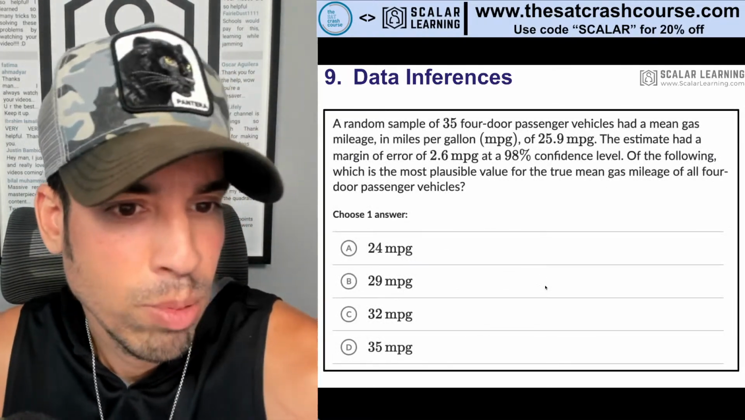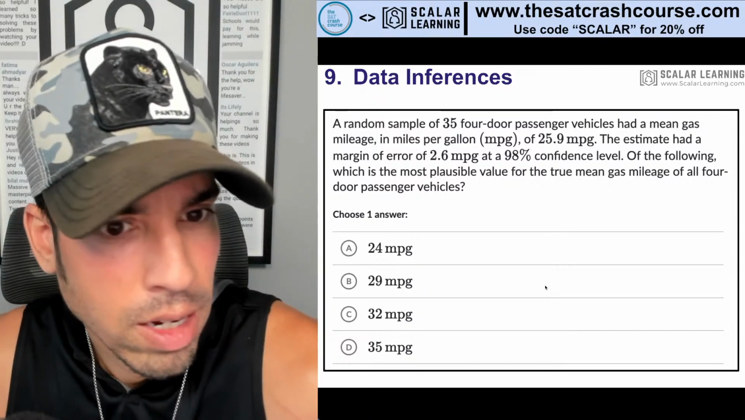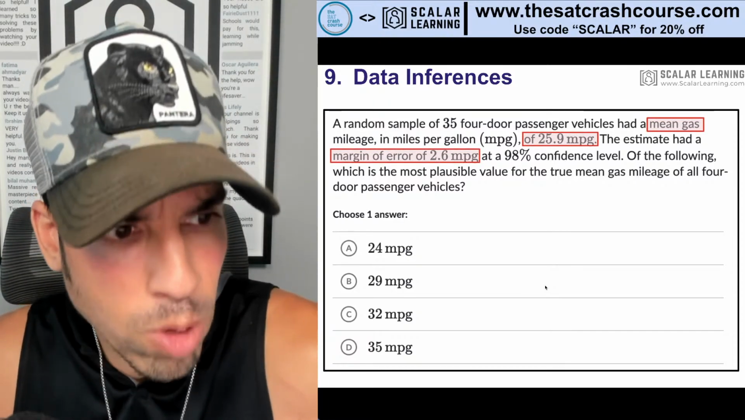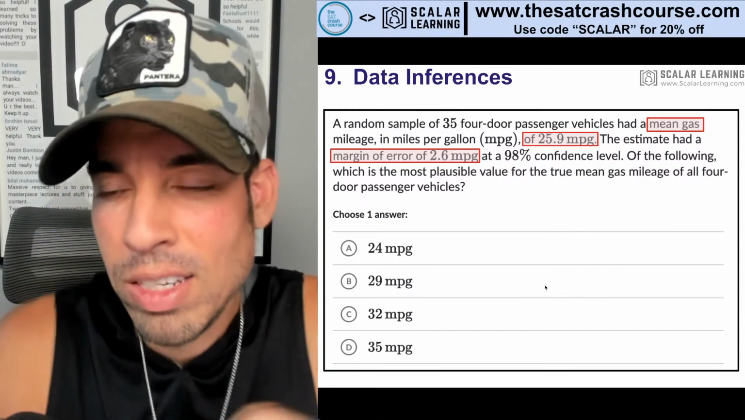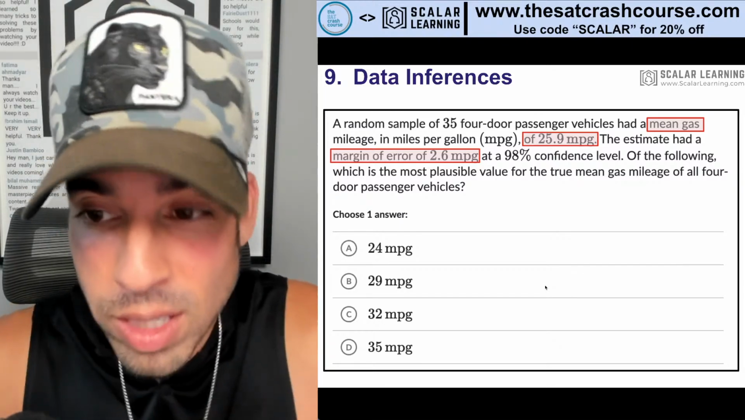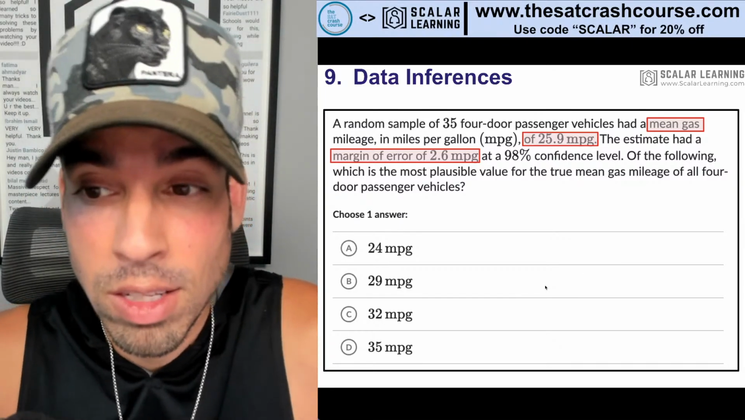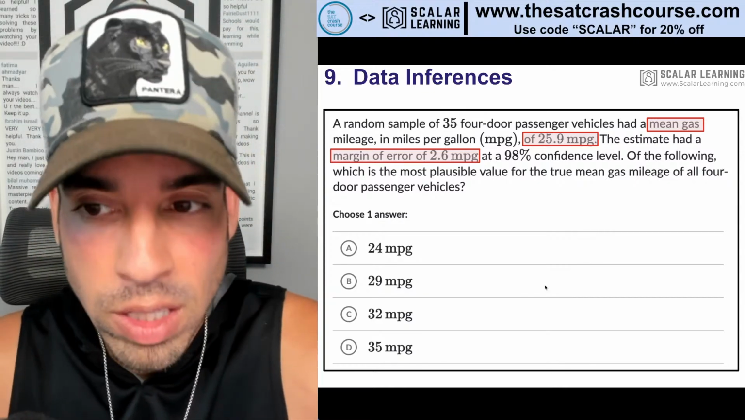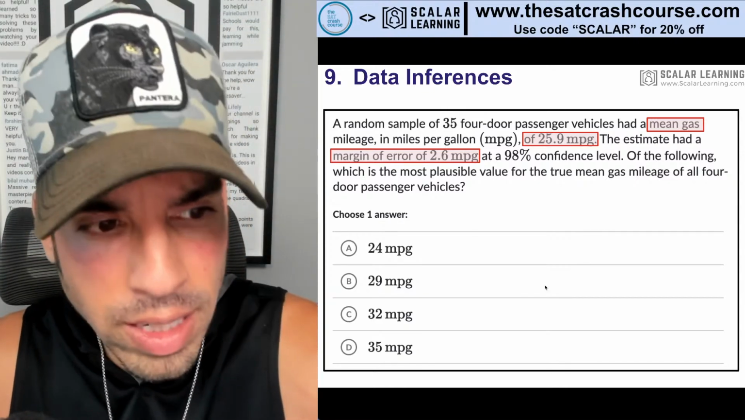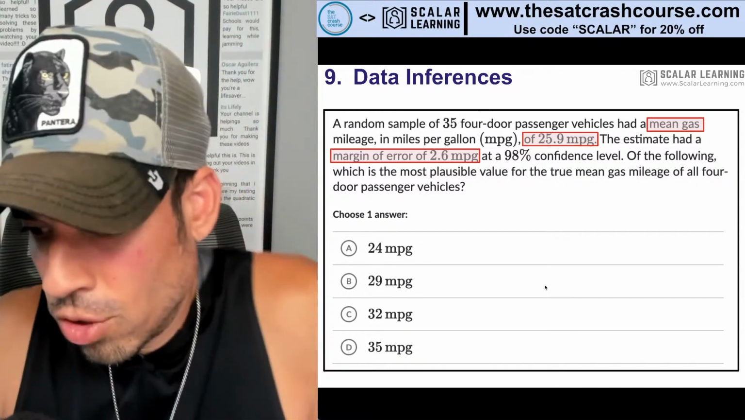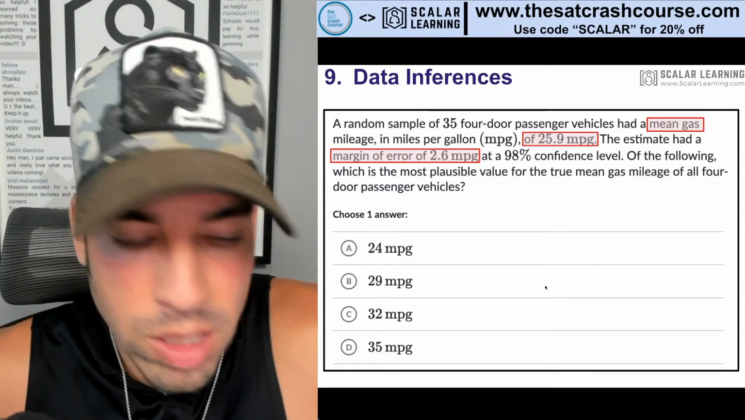Okay, let's take an example here. We have a mean gas mileage of 25.9 with a margin of error of 2.6. Now, I see that they put the confidence level. This is something that they used to test a lot on the old SAT. I haven't seen it once on the new digital SAT. That's why I'm not going over confidence level. I don't think it's going to be tested anytime soon. But go ahead and think about this and post your answer in the chat, and then we'll go through it. Take 30 seconds.